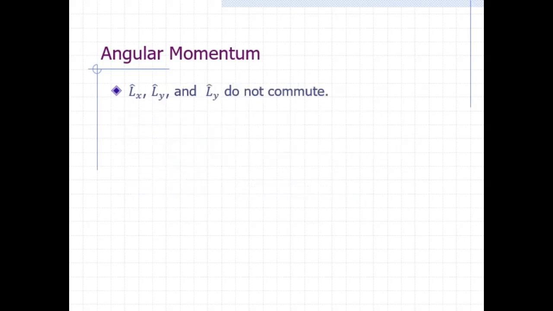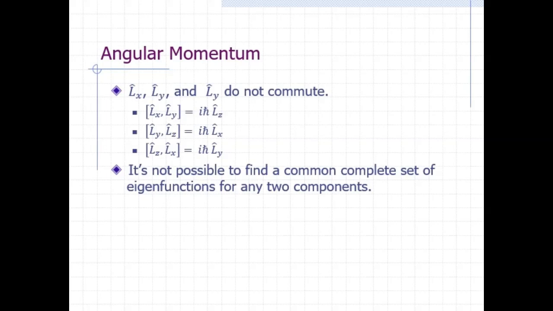It turns out that the Lx, Ly, and Lz operators do not commute. The commutator of Lx and Ly is not 0. It is equal to the imaginary number i times h bar times the Lz operator. Similarly, the commutator of Ly and Lz is not 0. It is equal to i h bar times Lx. And the commutator of Lz and Lx is equal to i h bar times Ly. This means that it is not possible to find a common complete set of eigenfunctions for any two components.